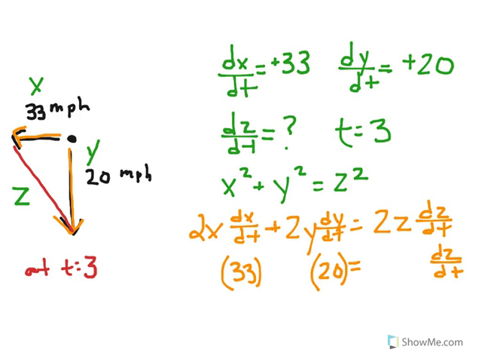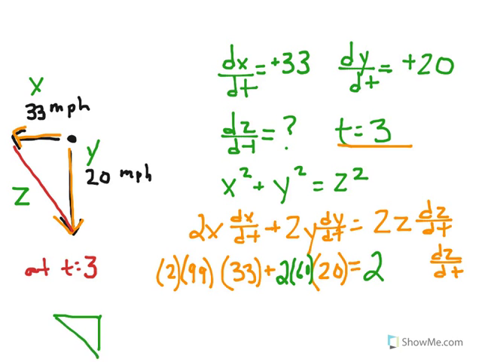But here's the question, what are x and y? Well, the key here is it's at t equals 3. At 3, x will be 99 because I knew it took 3 hours. 3 hours at 33 is going to be 99. Plus, now I know it's gone 3 hours in the y direction. So 3 hours at 20 miles per hour is going to be 60. So the real question is, what is z going to be? Well, I will just use my Pythagorean formula, or my original equation, to solve that out.